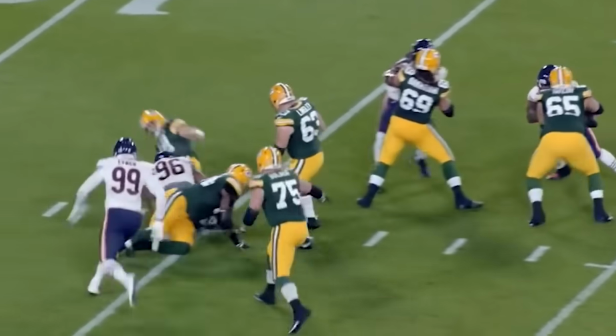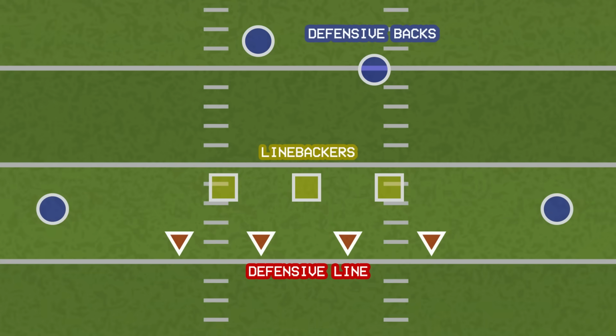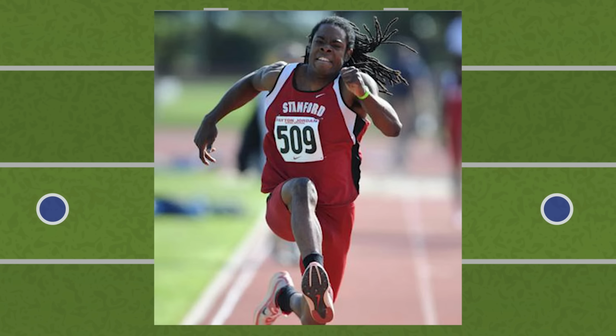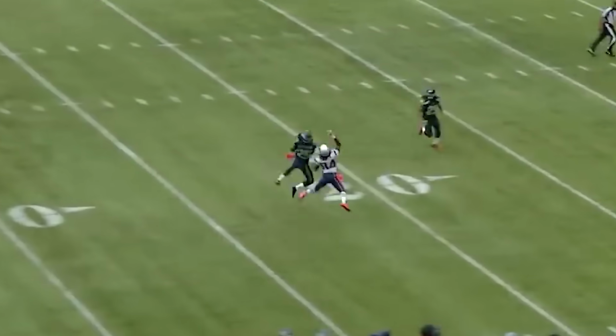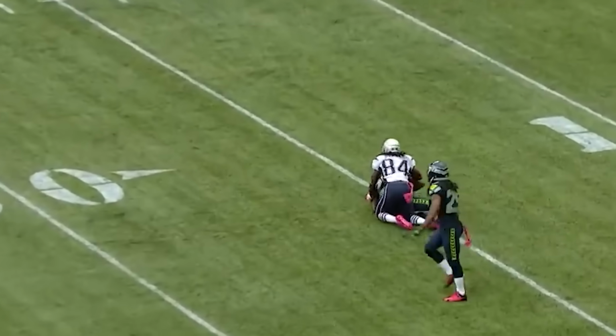The defensive backs are generally the most athletic players on the defense. It's not uncommon for them to be multi-sport athletes, like maybe they ran track in college or something like that. And their default roles are to defend against passing plays and to be the last line of defense against the offense.